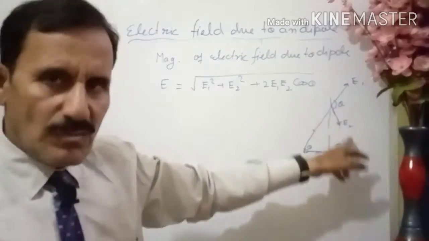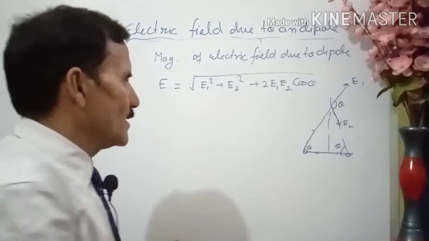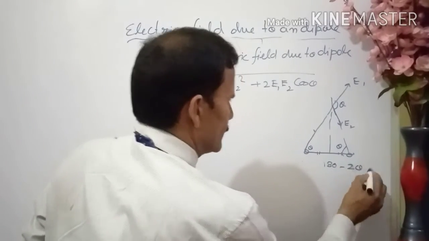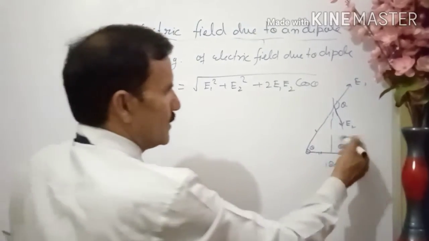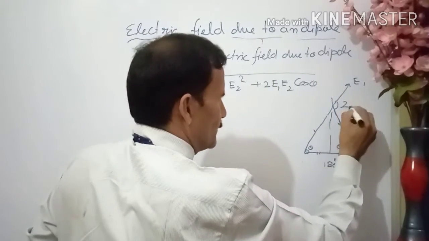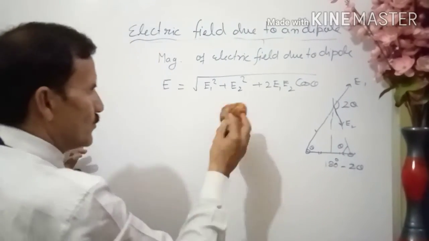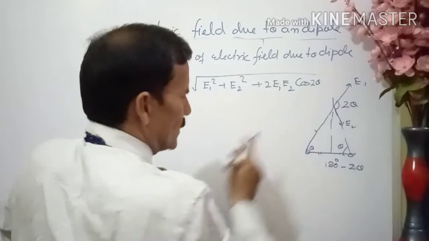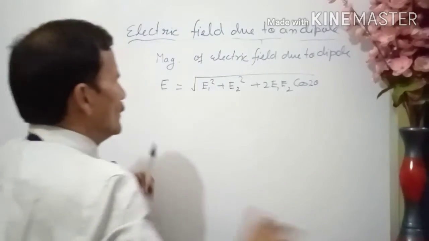Because both sides are equal. So these are equal, then what will be the third angle? That is 180 minus 2 theta. Okay, just a minute. 180 minus 2 theta. Why? You will sum them, so this is equal to 2 theta. Okay. Now come here. So put here cos 2 theta. You know cos 2 theta, we can convert it.